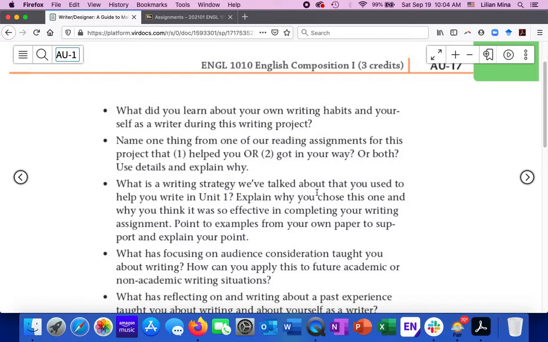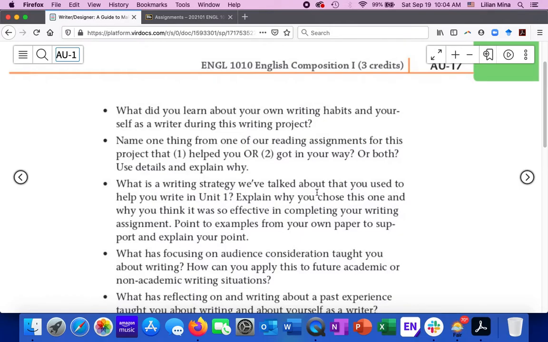So just think about your writing habits that actually go into the writing project. Name one thing from one of our reading assignments for this project that helped you or got in your way. So, something that really appealed to you or made you think, or both, of course. For example, something from Shelley Reid's 10 Ways to Think About Writing, the 5 sections that we've read, specifically the ones about details and adding sensory details and visual details, vivid detail that engage your reader and help your reader see what you're trying to say.